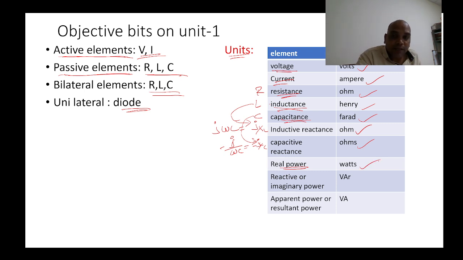Next, real power. What is the unit? Watts. Reactive power. Reactive power is also called imaginary power. What is the unit? Volt ampere reactive, Var. What is the unit of apparent power or resultant power? Volt ampere.